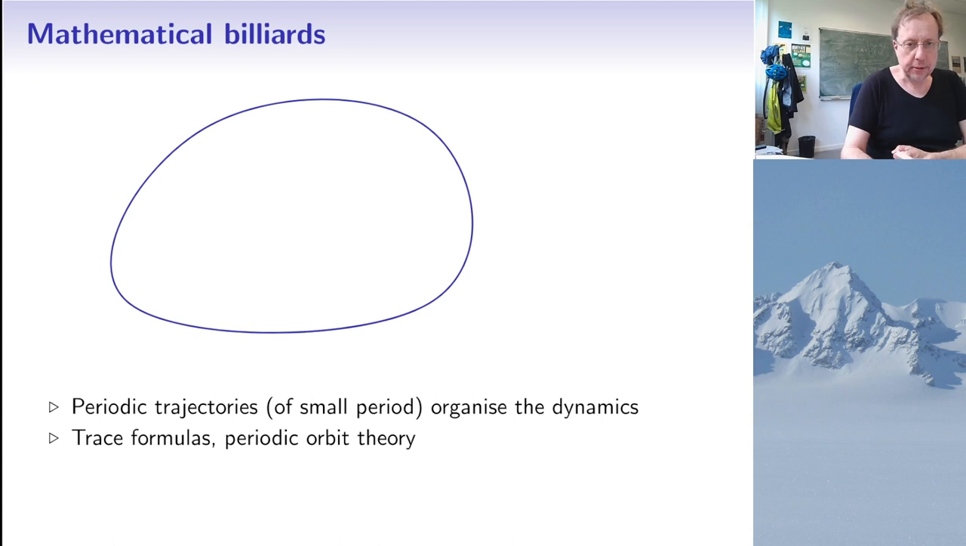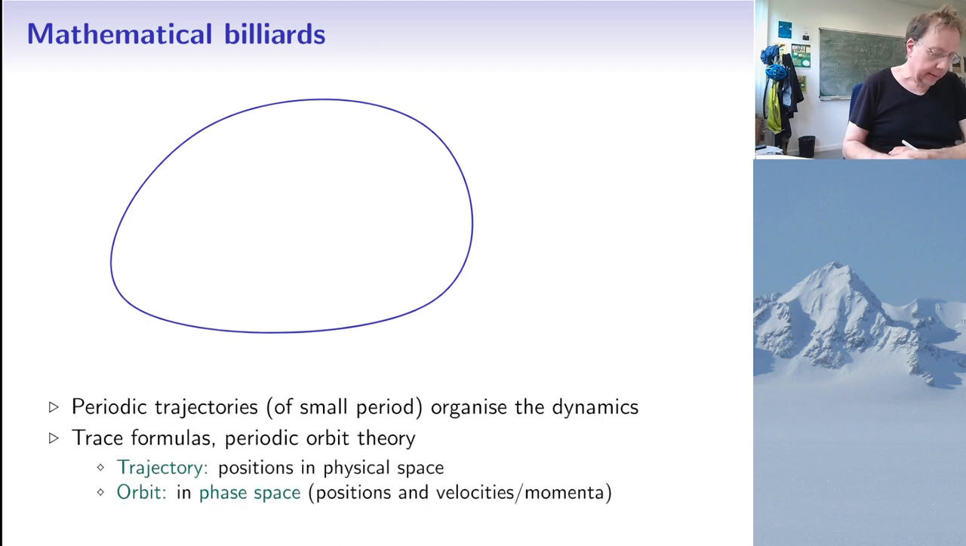So now, what is an orbit? So the trajectory, like the one I've drawn before, is in physical space. So in this case, it will be R2 or part of R2. Now, phase space is a higher dimensional space, which contains positions, which are in R2, but also velocities or momenta, which are also in R2. So actually here, this is a part of four-dimensional space.